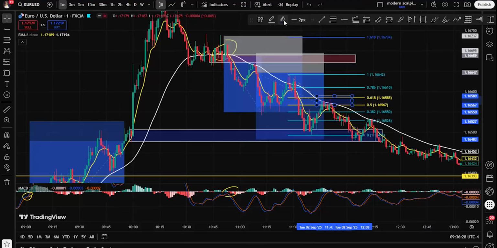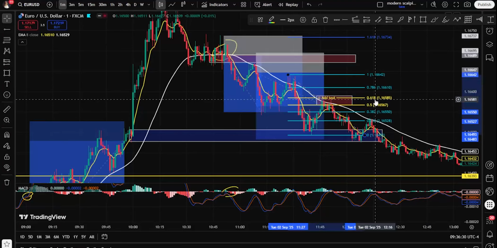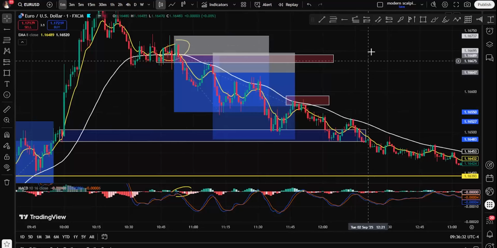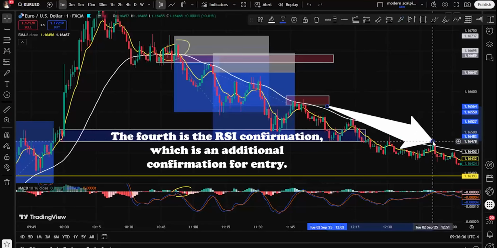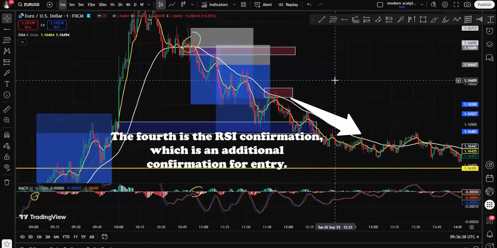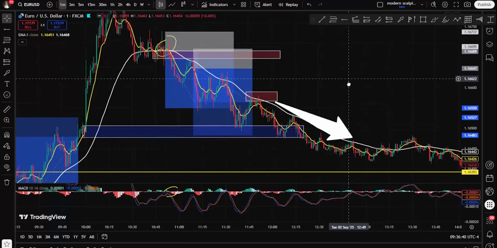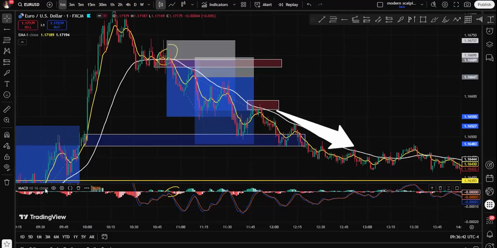Rule 4. RSI check, optional. Some people also use RSI for final confirmation. For example, when the RSI is above 50, the buy signal is stronger, and when it is below 50, the sell signal is more reliable.